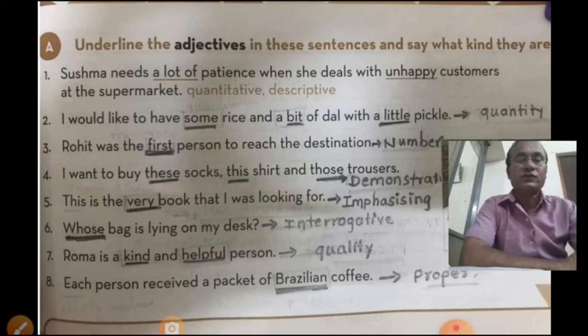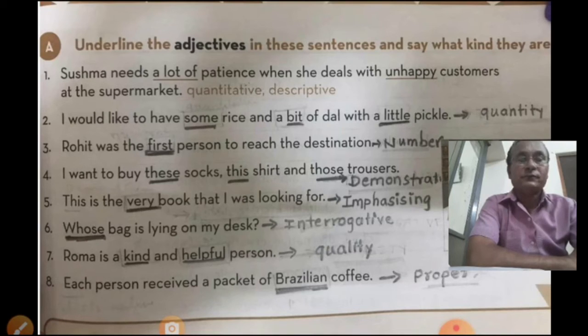Now, sixth, whose book is lying on the desk? Here, WH question is used and it interrogates. That's why this is called interrogative adjective. Interrogative adjective expects the answer, and that's why this is called interrogative adjective.